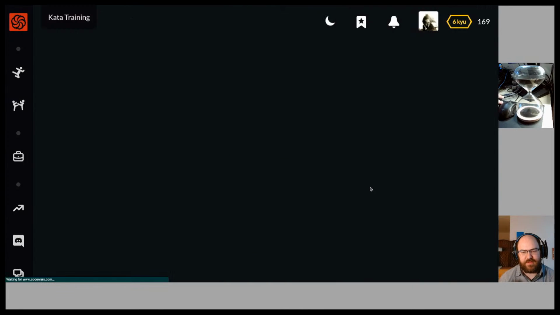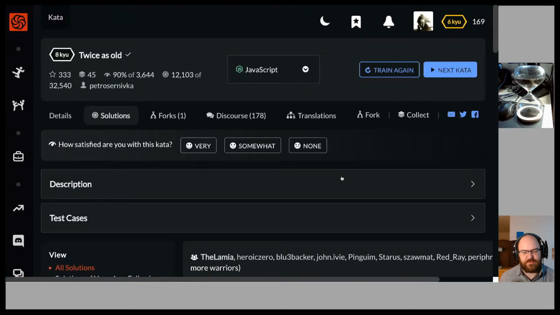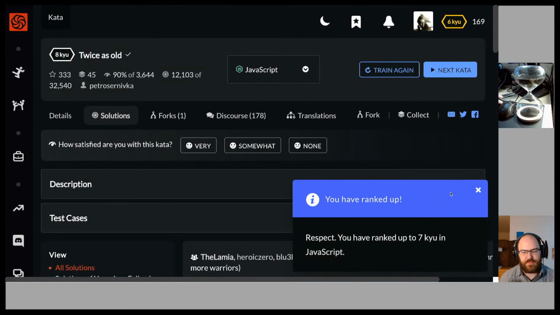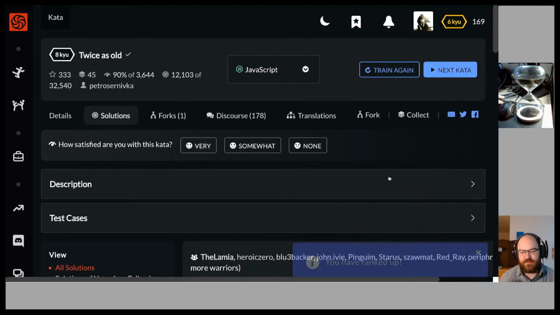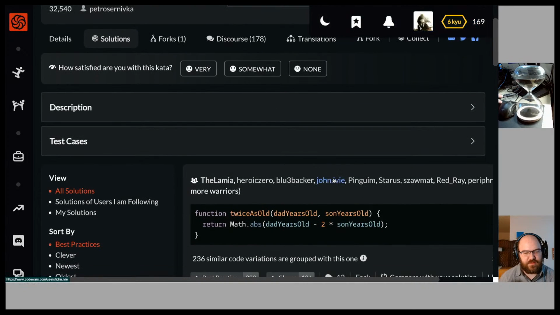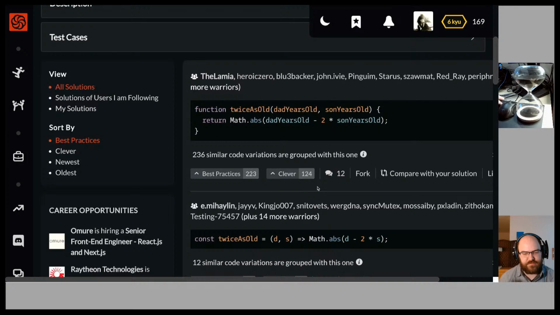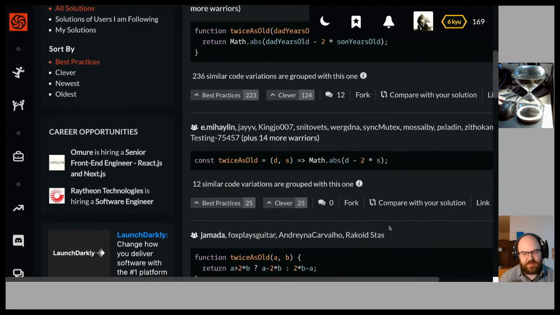I'm interested to see what kind of solutions will come out here. You have ranked up to 7 kyu in JavaScript. Nifty. Math.abs dad years old minus 2 times son years old. That looks a lot like my solution. Math.abs d minus 2 times s, that's, you know, same idea.